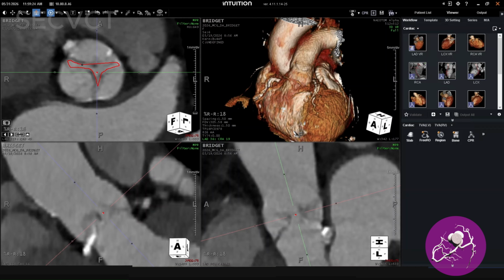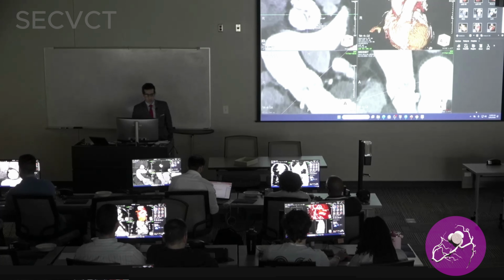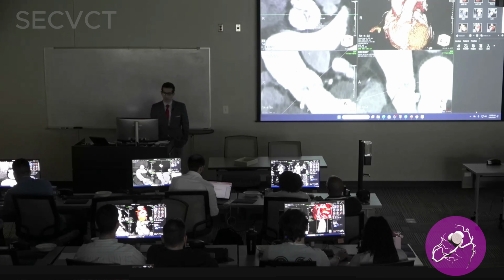We use it as if the valve area is more than 1.3, this cannot be severe. A lot of times it's still moderate. But once you get to 1.1, 1.2 on CT, it's similar to some degree to 1 or even less on the echo. So just keep that in mind. Here I'm getting an area of 0.5. Maybe it's a little bit higher than this if I properly measure it. But definitely there's severe AS just by the planimetry.